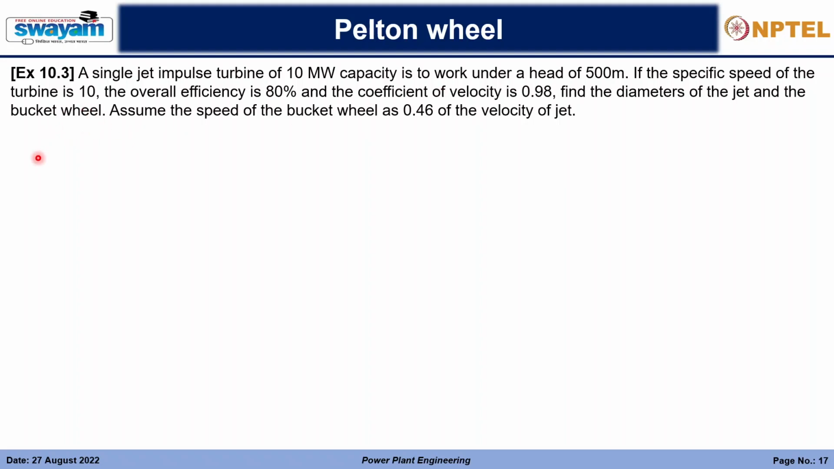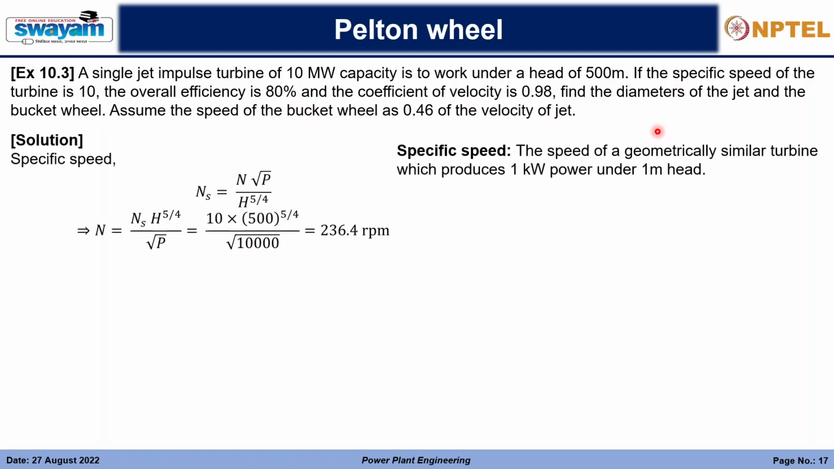So we need to find the jet diameter and the bucket wheel diameter. Assume the speed of the bucket wheel as 0.46 of the velocity of the jet. So how can we start it? First we know the specific speed, and accordingly we will get the speed of the actual turbine which is delivering this particular power. So by this we can get 236.4 rpm.